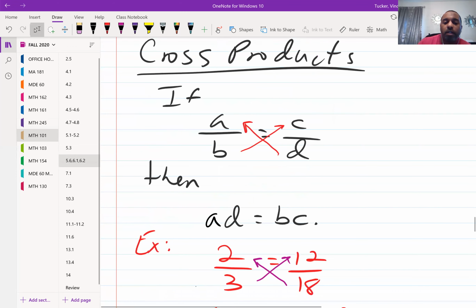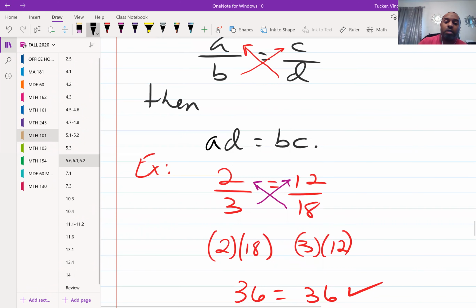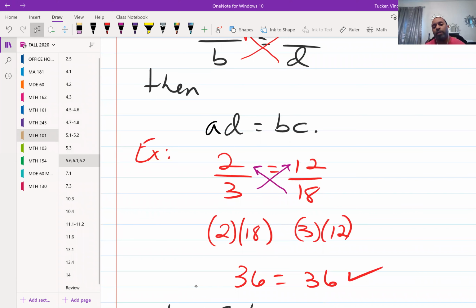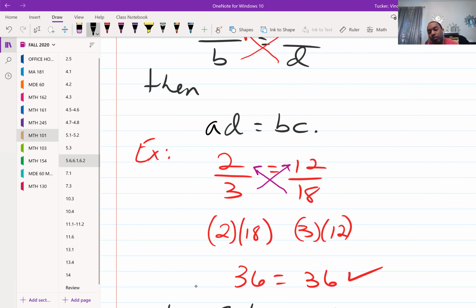So if we take that first example of a proportion that I gave you earlier, 2/3 equal to 12/18, and cross multiply. In other words, take the denominators to the opposite numerators. 2 times 18 and 3 times 12 both equal 36. So that's proof that this is a legitimate proportion. So if it is a proportion, then when you cross multiply, those two numbers will be equal to each other.